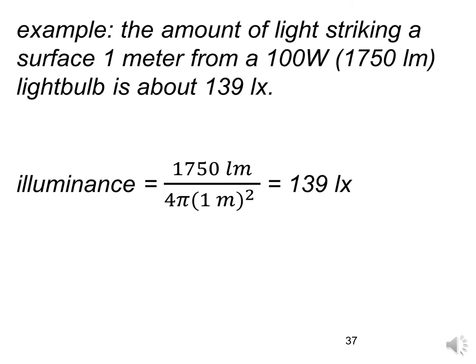Here's an example of how it's used. The amount of light striking a surface 1 meter from a 100-watt light bulb, which is about 1750 lumens, is 139 lux. So our power in lumens is 1750, and we are 1 meter away, so that's the radius of our imaginary sphere. So we take the 1750 lumens and we divide by the surface area of the sphere, 4 pi r squared, and we get 139 lux. You will be doing this in your lab.